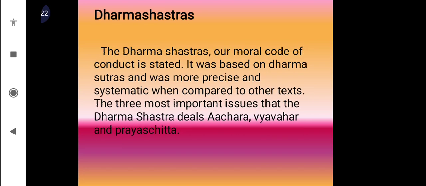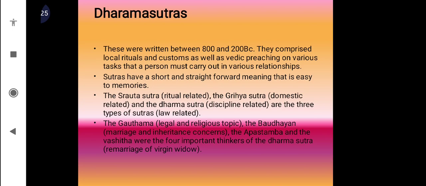Then what are the Dharma Sutras? Dharma Sutras were written between 800 and 200 BC. They comprised local rituals and customs as well as Vedic preaching on various tasks that a person must carry out in various relationships. So the Dharma Sutra is the old one, written between 800 and 200 BC, comprising rituals and customs. What is preached from the Vedas is included in the Dharma Sutra.